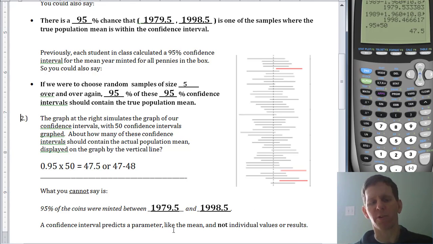It's not saying that, for example, 95% of the coins are between these 2 years. In fact, you might not have any coins between these years. Maybe you have a bunch of coins from the 1970s and a bunch of coins from the 2000s. They come together and average about 1988. So what we have to say is that the mean is between these numbers, not like 95% of the coins are.